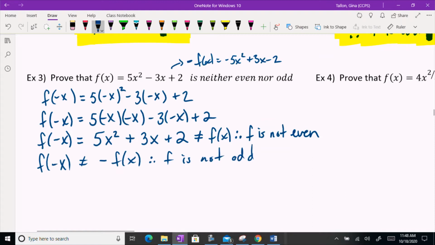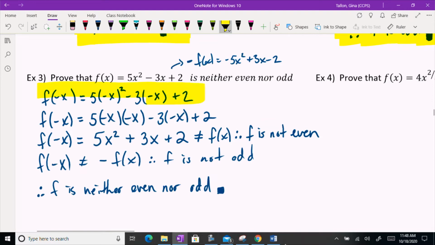So I've proven that f is not even, I've proven that f is not odd, and now I can say, therefore, f is neither even nor odd. And I'm done. That's it. Okay, so you can call the function f, or you can call the function f of x. Either way is fine. Technically, if we wanted to get really technical about it, it is the function f. It's not the function f of x, but I'm not going to argue that. I'm not even going to discuss it right now.